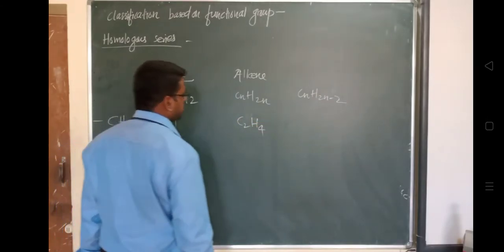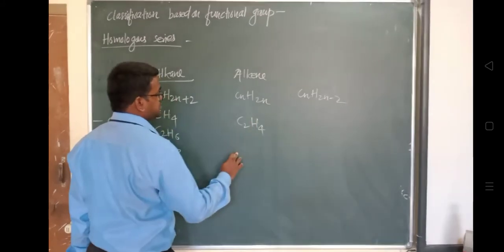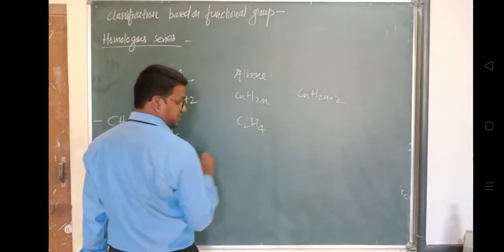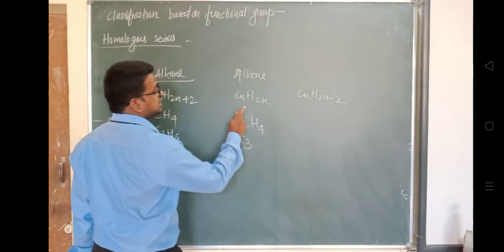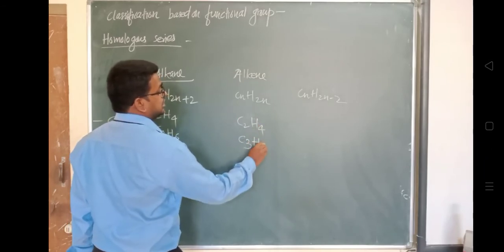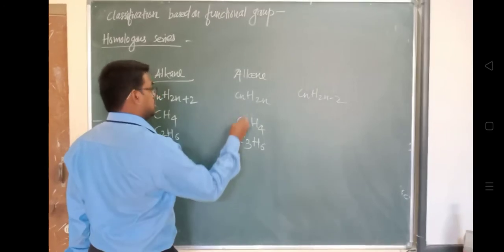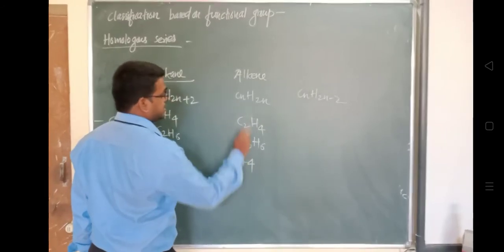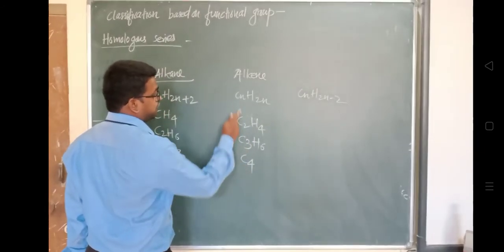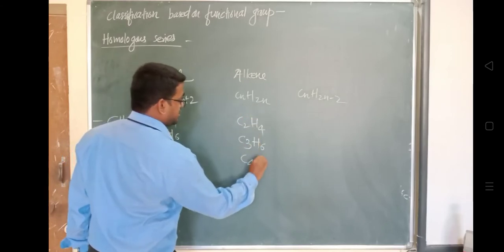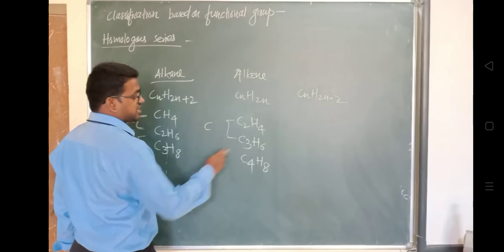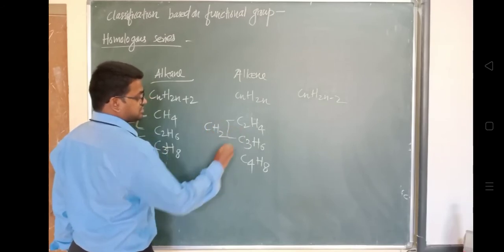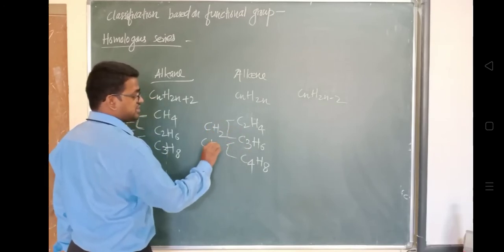n = 1 generally नहीं आता. So it is ethene. Next C3 रखो. चलो C3 H6 हो गया. चलो C4 रखो, यानी n is equal to 4 रखो यहाँ पे. 4, then it is 8. See the difference. What is the difference? एक कार्बन का डिफरेंस है और दो हाइड्रोजन का डिफरेंस है. देखो इसमें भी एक कार्बन का डिफरेंस है, दो हाइड्रोजन का डिफरेंस है.